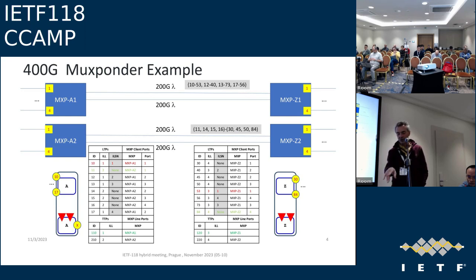If you take the example, the red one in the first table is an example on which the client port from Muxponder A1, since there is a Muxponder constraint, can be connected just to the client port 53 on the Z1 Muxponder. And in this case, this has to be recognized by the interlayer sequence number that has to be the same. So it's one for both the case.